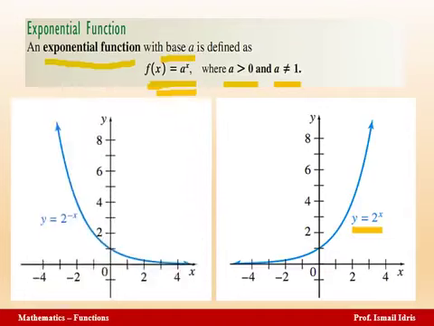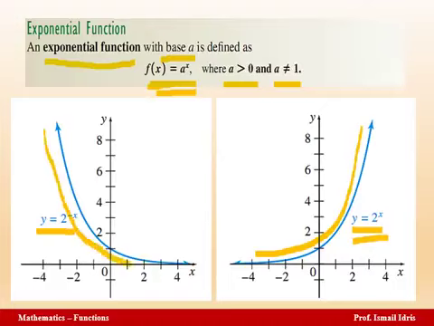This is another example. If you consider y equals 2 to the power minus x, it is an exponential function. And note that when we speak about an exponential function, we have x or minus x in the power. X is in the power. Note that for 2 to the power x, the function is increasing, you see, while for 2 to the power minus x, the function is decreasing. It's going down here.